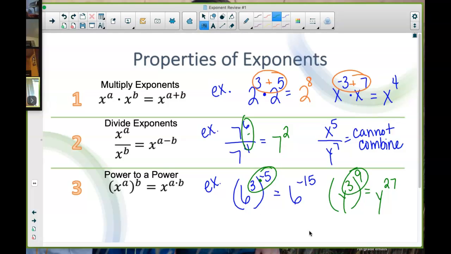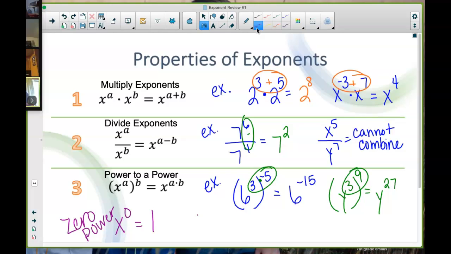Remember on these though, I don't want you to evaluate them, I just want you to write them as 1 power. The other thing that we have to remember, that I kind of forgot to put on here, is anything to the 0 power. What is 0 power? Anything to the 0 power equals 1. So if you see something to the 0 power, it equals 1.